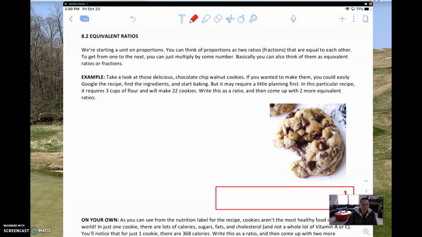Let's get to it. We are starting with ratios, and you can think of ratios as just like a fraction where it's comparing one number to another number. So one goes on top, one goes on bottom. And to help us learn about ratios, we're going to start by looking at some cookies.